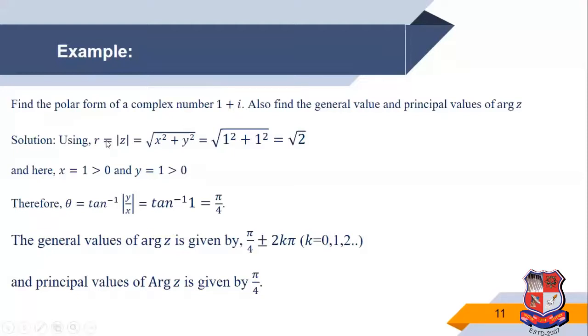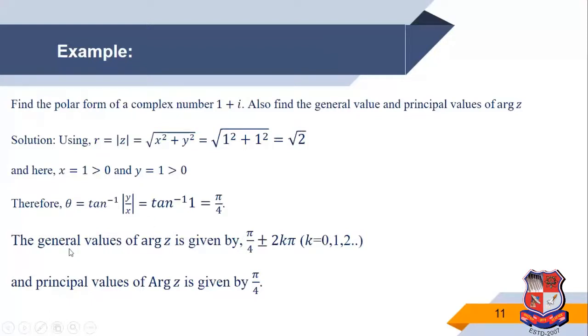We substitute in the formula r = mod of z = the square root of x squared plus y squared. Therefore, with x = 1 and y = 1, the square root of 1 squared plus 1 squared is equal to root 2. So r is root 2. Now for finding theta, x is 1, greater than 0, and y is 1, greater than 0, so both values are in the first quadrant. So we use theta = tan inverse y by x, and tan inverse of 1 upon 1, which is 1, is pi by 4.